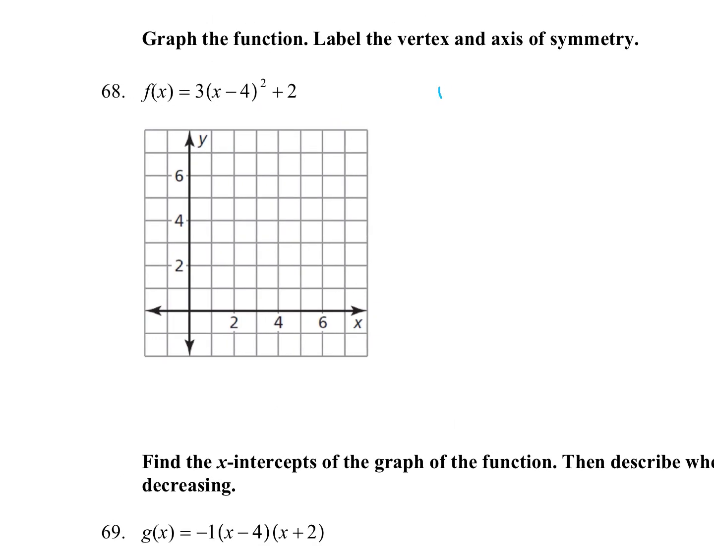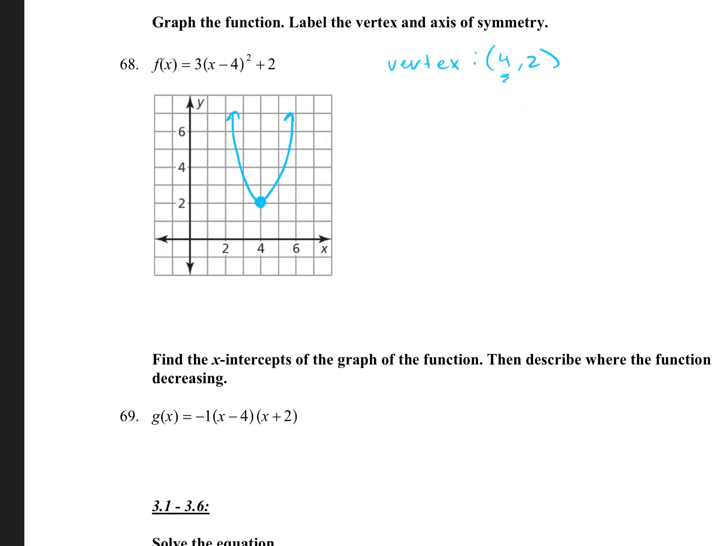What is my vertex here? Perfect, 4, 2. So go to the right 4, up 2. Is my graph going to open up or down? Up. So my graph would look something like this. To find what it looks like more precisely, how could I find another point? Plug in a number. Plug in something close to the x in our vertex.